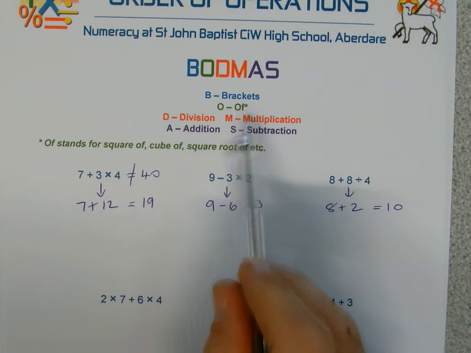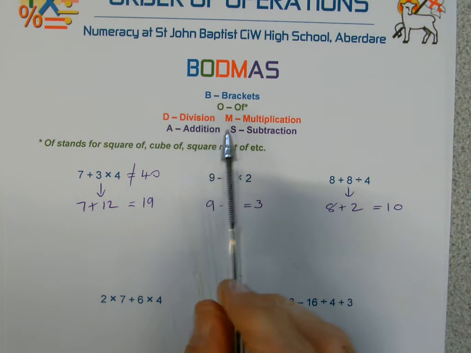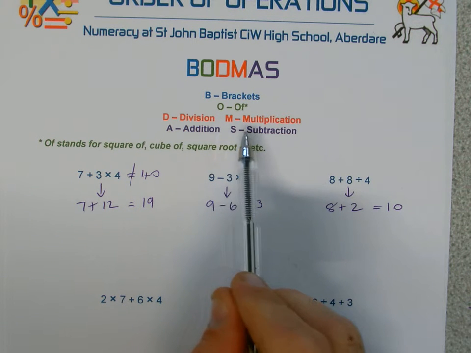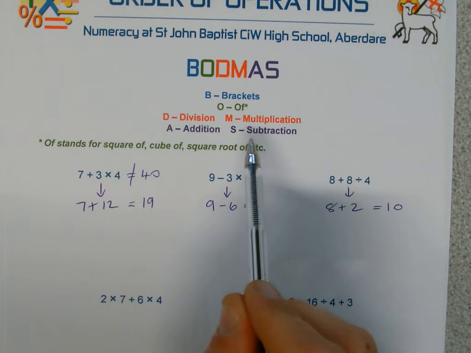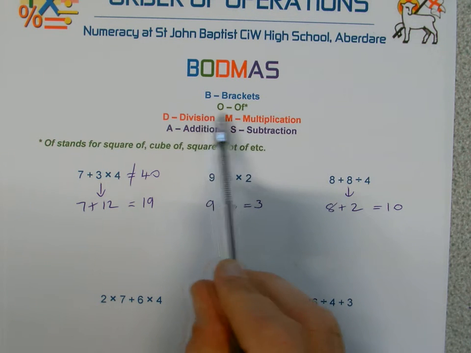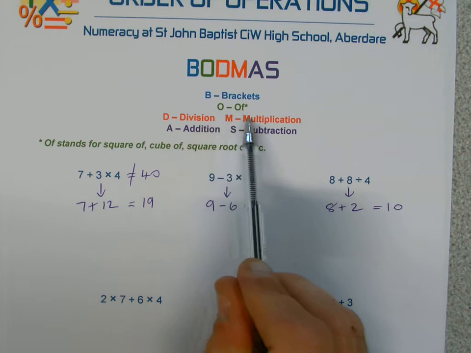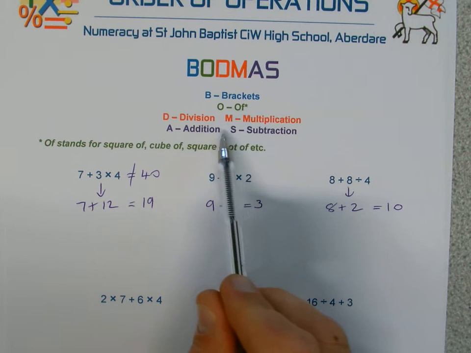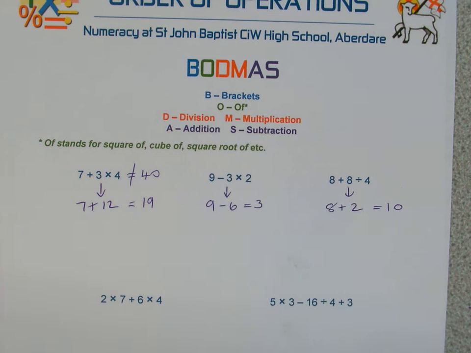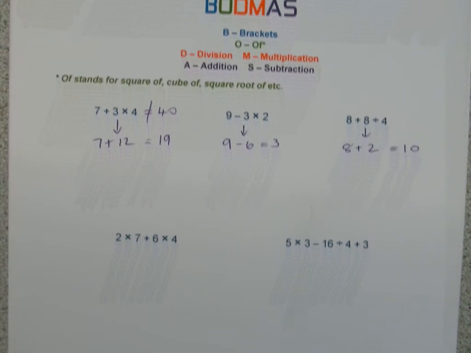You could actually multiply first before you divide, and the same with add and subtract. You don't have to add first, you could subtract before adding. Sometimes it's easier to subtract first, then add. My rule is, whenever I see division and multiplication, I just work from left to right. And the same with addition and subtraction. Let's try these questions down here.